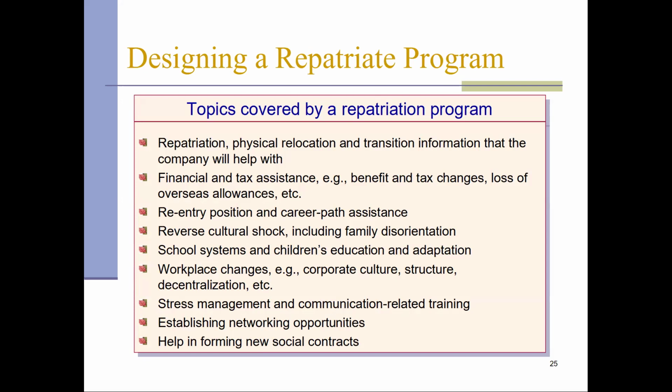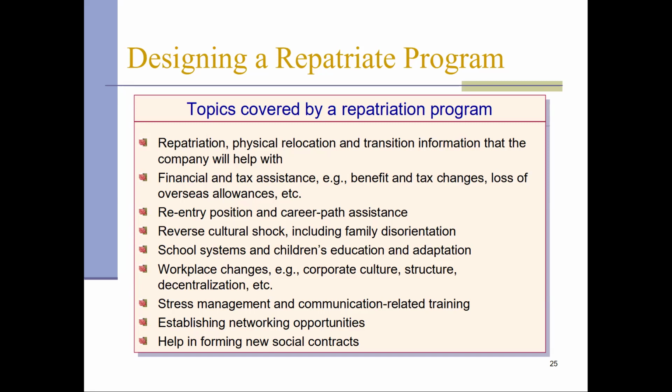You will consider the repatriation program by considering these following topics: repatriation, physical relocation, and transition information that the company will help with, financial and tax assistance, re-entry position and career path assistance, reverse cultural shock, including family disorientation, school systems and children's education and adaptation, workplace changes, corporate culture, structure, decentralization, etc., stress management and communication related training, establishing networking opportunities, help in forming new social contacts.